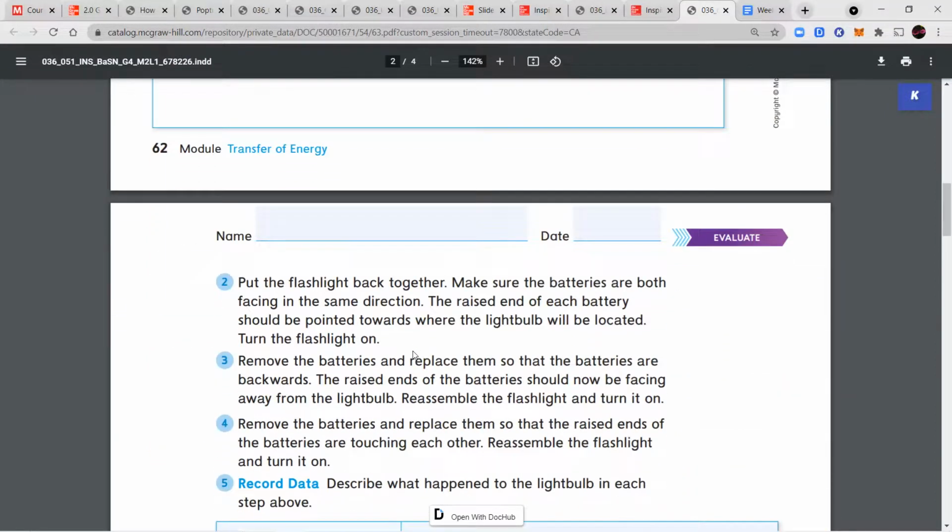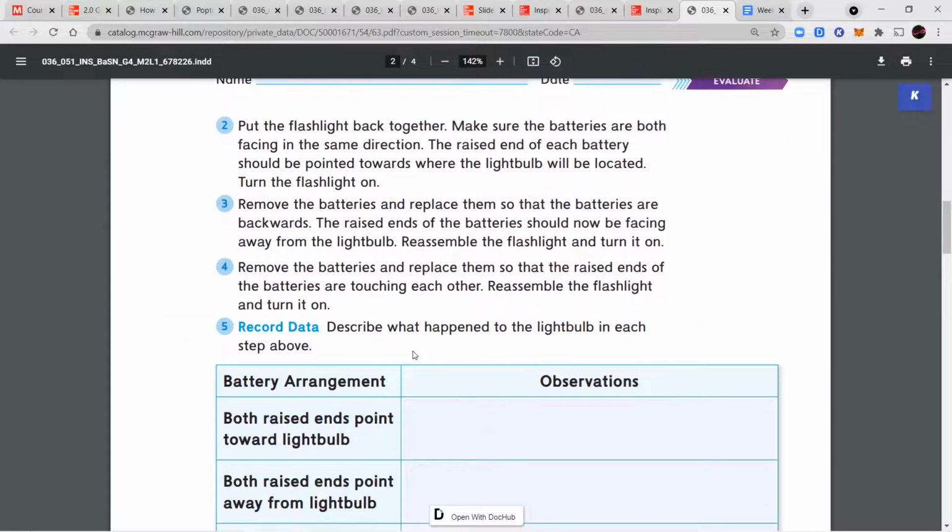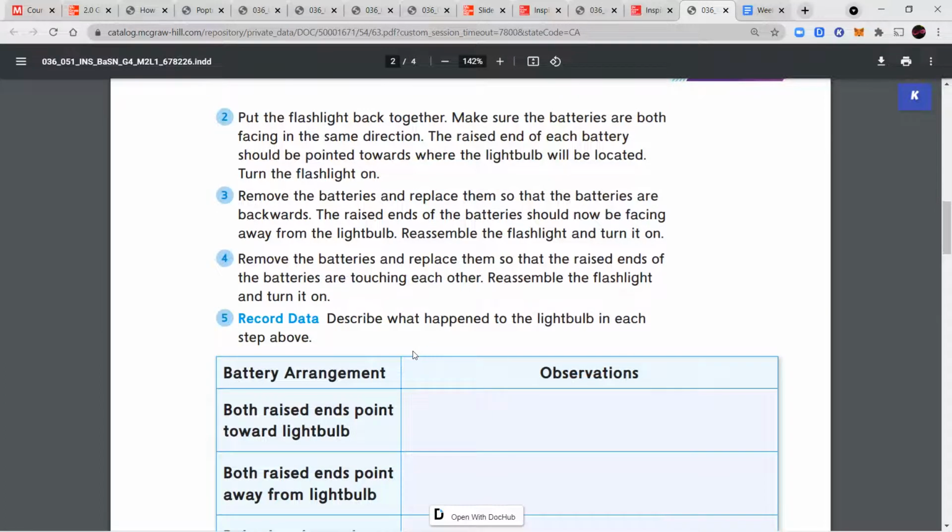After you've done that neatly and carefully, you're going to put your flashlight back together and make sure the batteries are both facing the same direction. The raised end of each battery should be pointed towards where the light bulb will be located. And then you're going to turn the flashlight on.